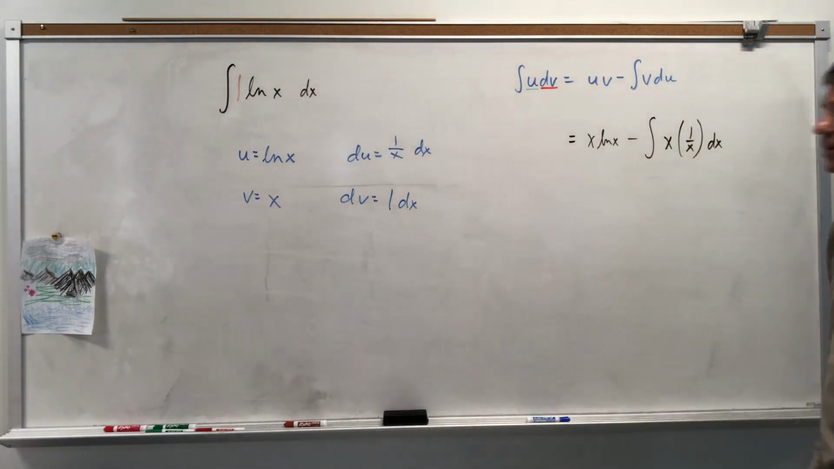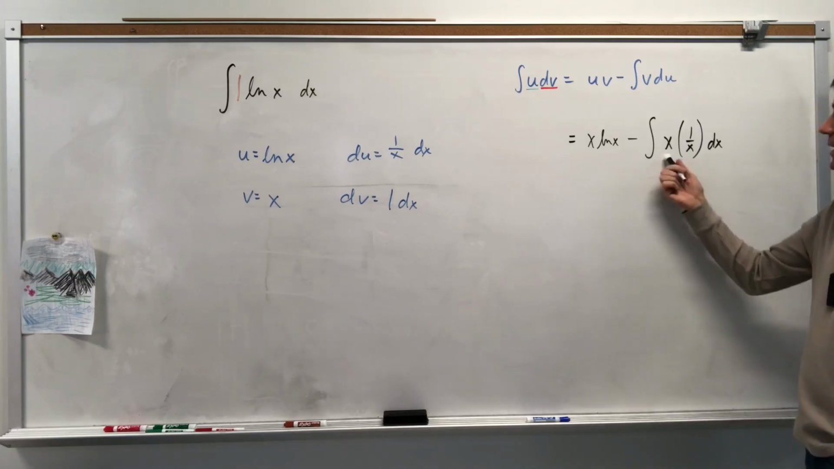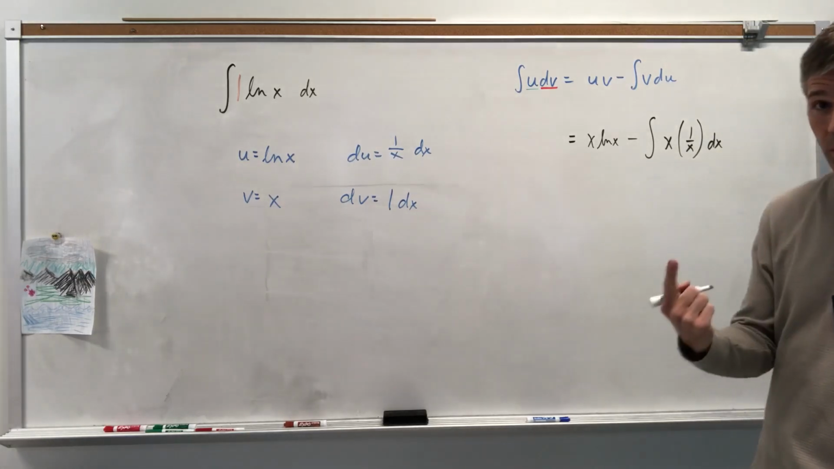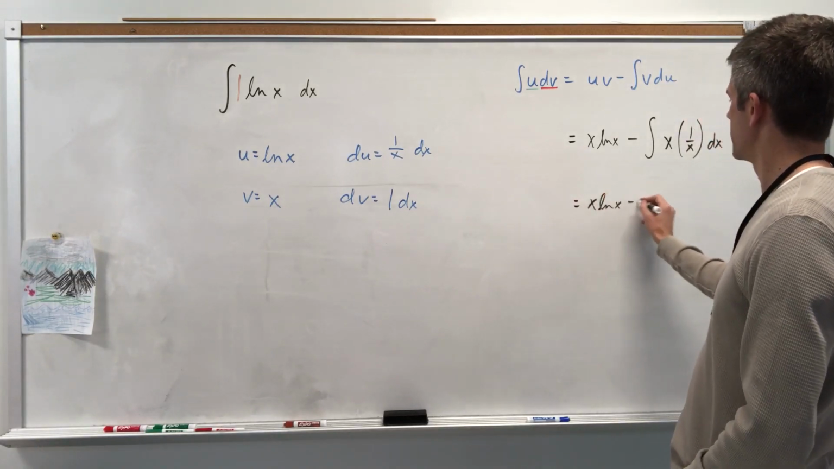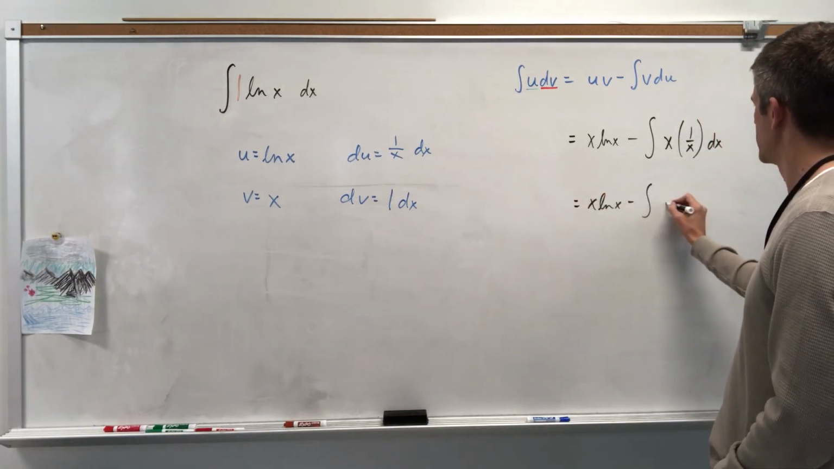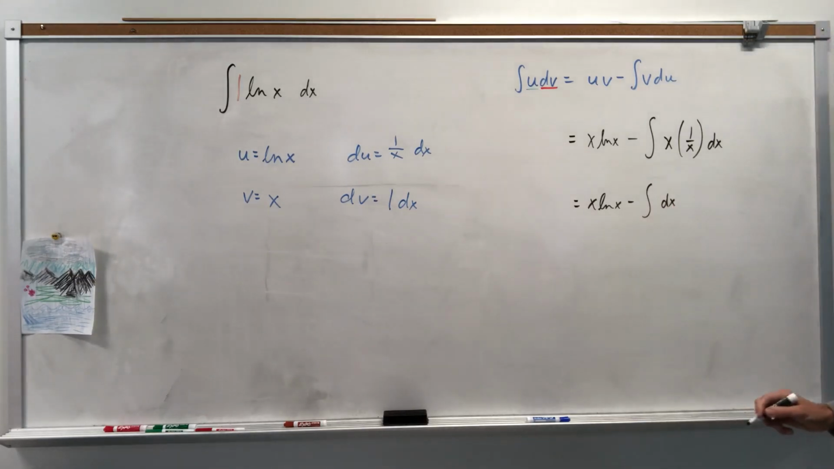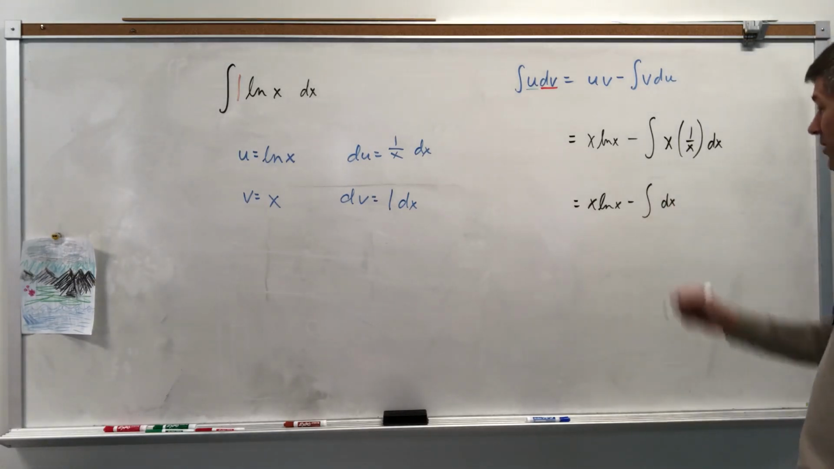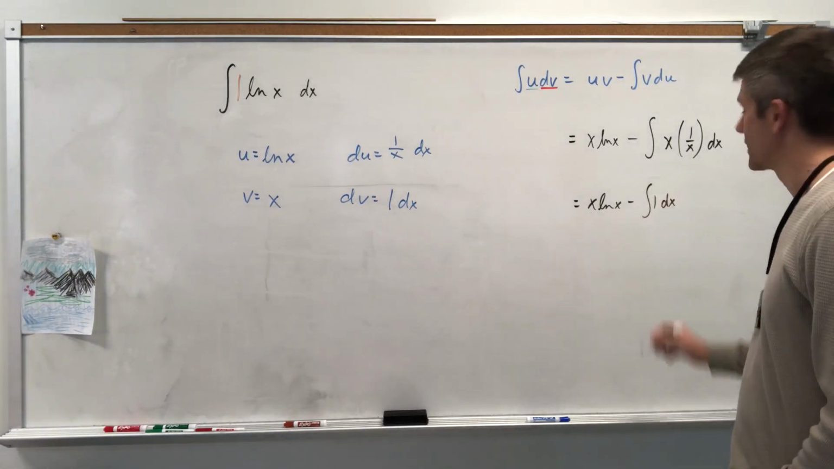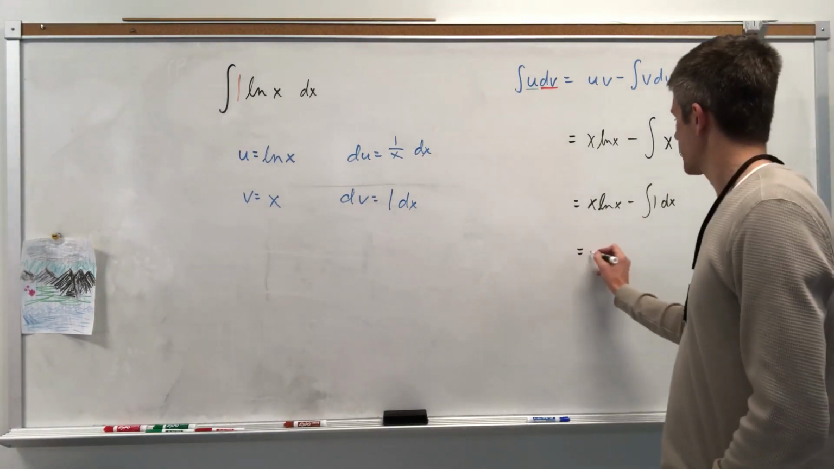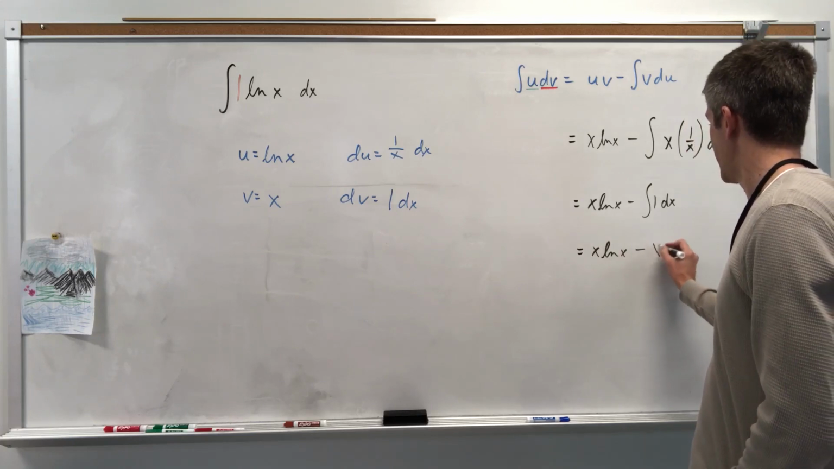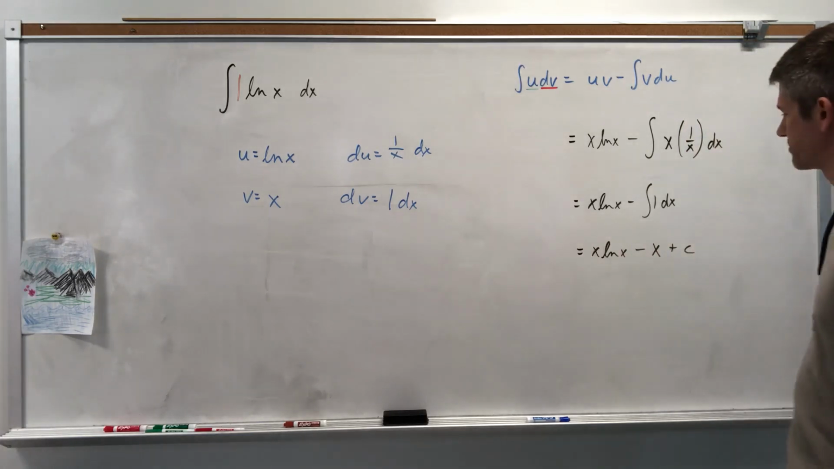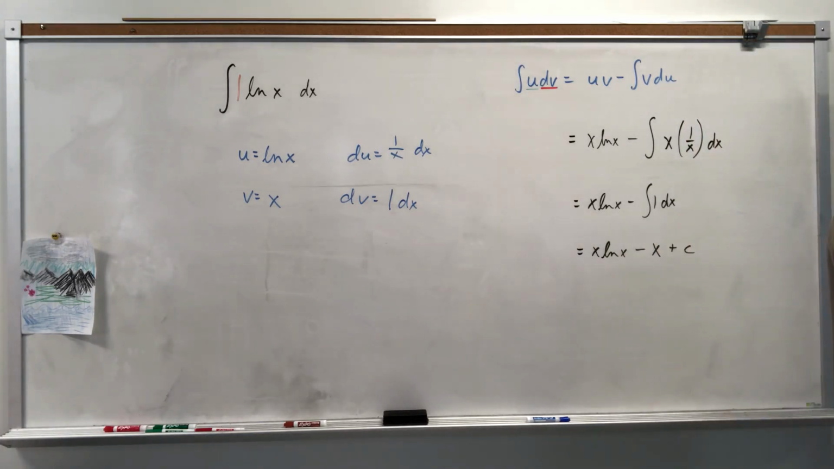And there it is. Okay, something really cool is about to happen. x times 1 over x is just 1, right? So we really have x ln x minus the integral of 1 dx. Antiderivative of 1 is x, so we have x ln x minus x plus c. And that's it. That is the antiderivative.